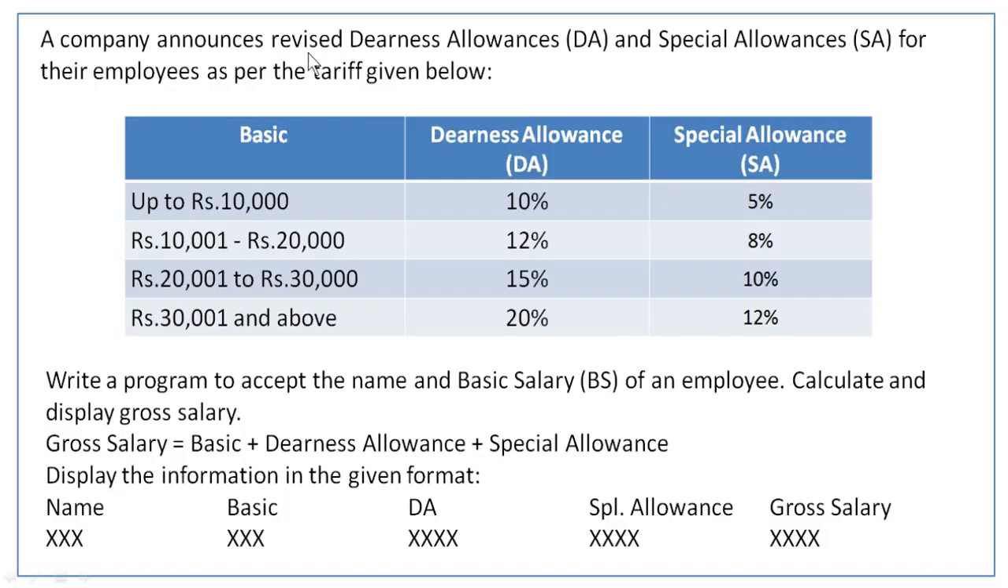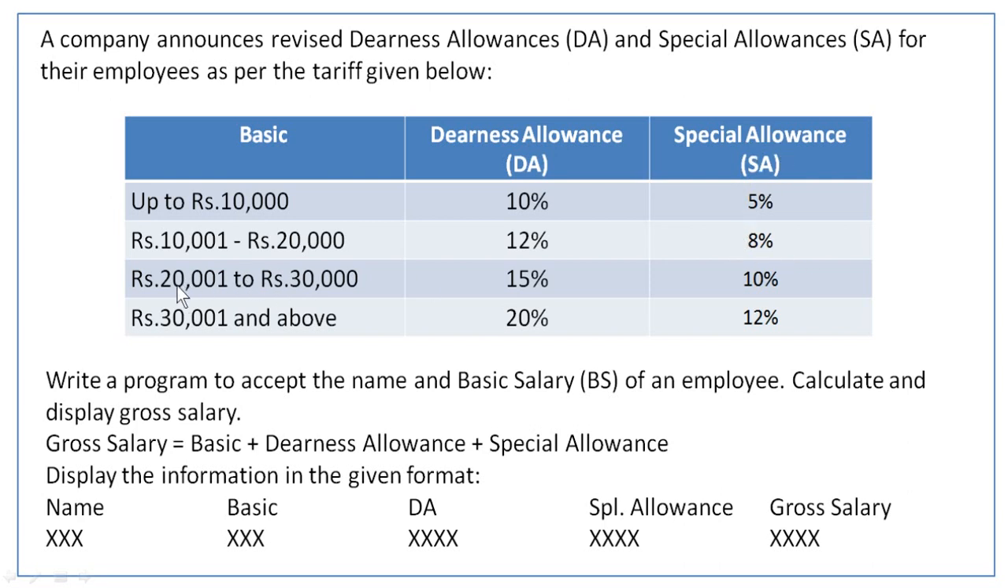A company announces revised DNS allowance, that is DA, and special allowance, that is SA, for their employees as per the tariff given below. We can see a table where the first column is basic, the second column is DNS allowance percentage, and the last column is special allowance percentage. Now, up to 10,000 rupees, if the salary is up to 10,000, then the DNS allowance is 10% and special allowance is 5%. If the basic salary is between 10,001 and 20,000, then the DNS allowance is 12% and special allowance is 8%.